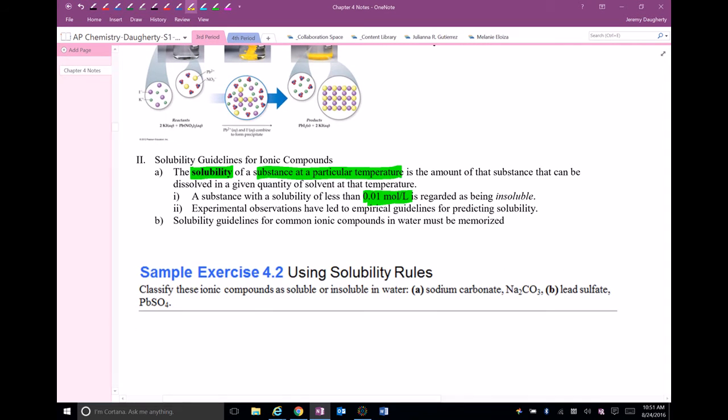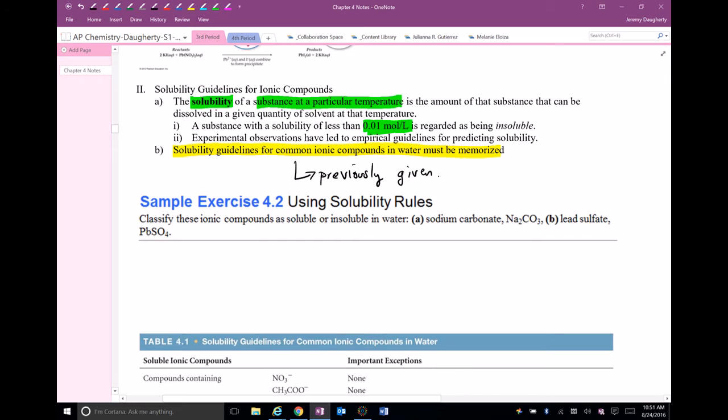And we already talked about which solubility guidelines we need to memorize. We have that down in our notes already. So let's talk about whether these compounds are soluble or insoluble. Sodium carbonate, Na2CO3. Is that going to be soluble or insoluble? Soluble. Why? Because what? Group 1 metal, thank you.